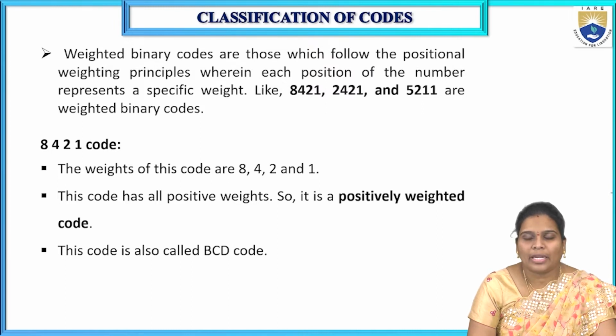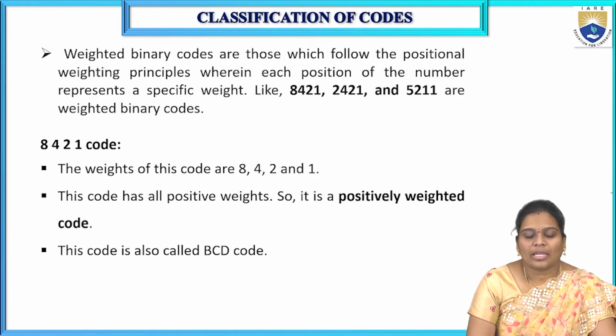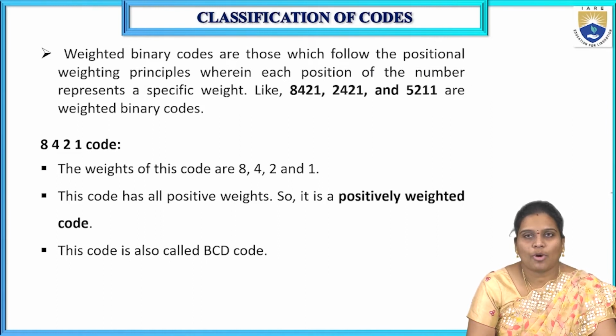Generally binary values follow this 8421 code only. Why do binary values follow the 8421 code? We'll see that one. Here the weights are 8421. All the weights are positive weights, so this is called the positively weighted code. This code is also called the BCD code.